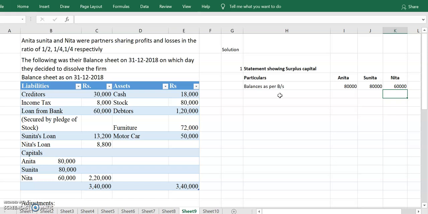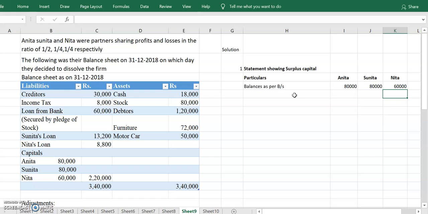If the profit and loss account, or any reserve and surplus, is present on the liability side, it should be added to the balances of capital as per balance sheet to make them actual capital. Now there is no reserve fund or profit and loss account present, so it is not recorded. Make sure whenever you distribute reserves as well as profit and loss account, they should be divided in the profit sharing ratio. But today they are not present in our question.